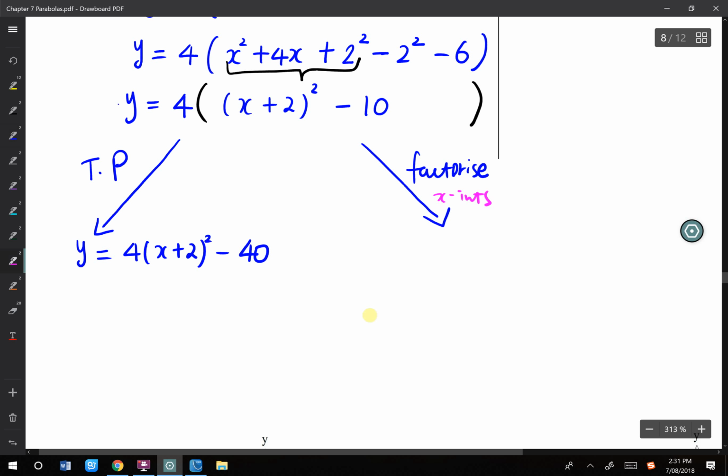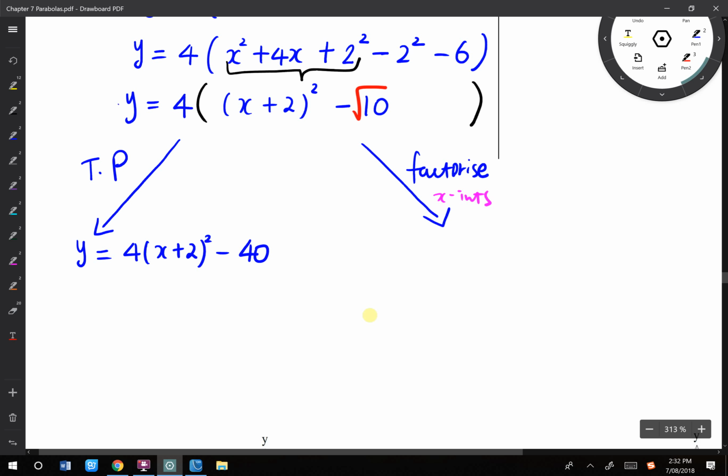On this side, if I want to factorize, I need to use the inside to factorize. So this will become root 10 squared. I'm not expanding on this side. What I'll do is y equals 4(x plus 2 plus root 10)(x plus 2 minus root 10).